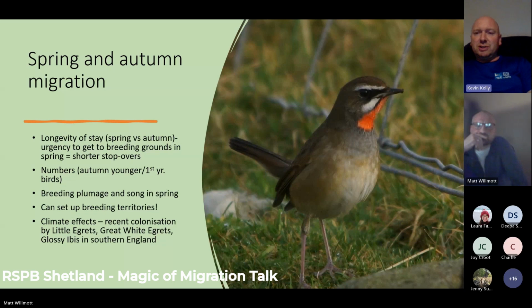their breeding territories as well. So that's when you'll get birds singing as well. And you often get them singing on passage. So even when they haven't quite arrived at their final breeding destination, you may get a species singing here.